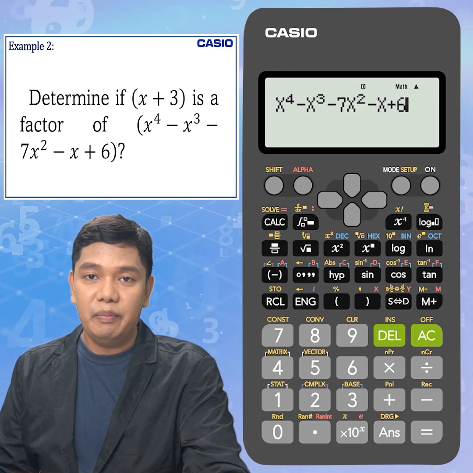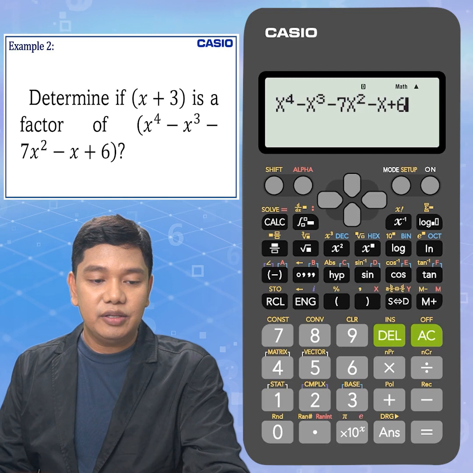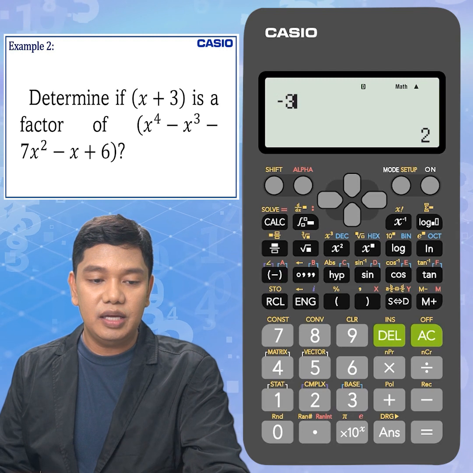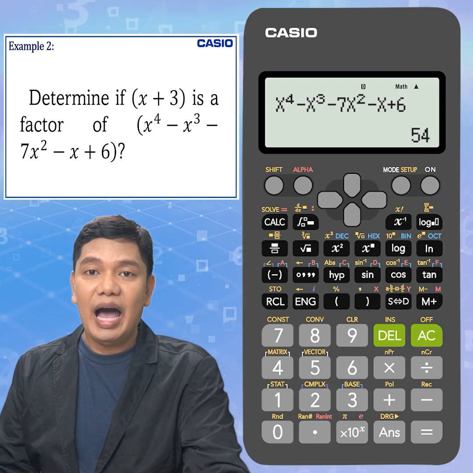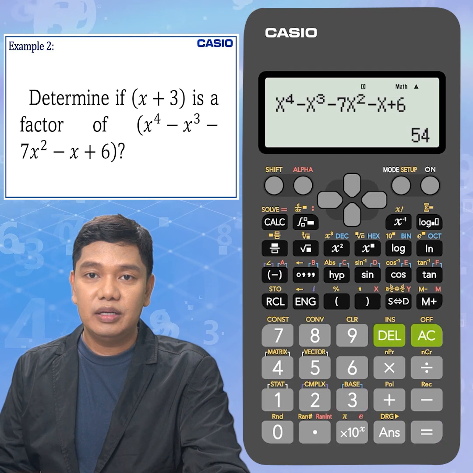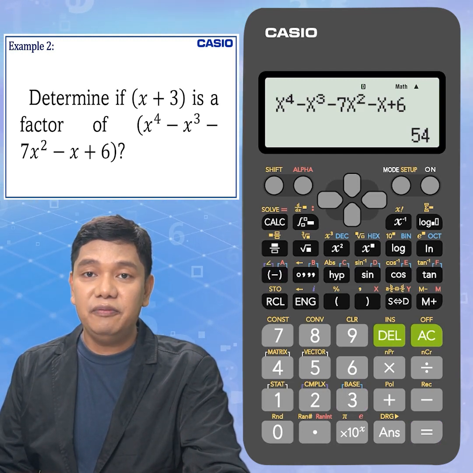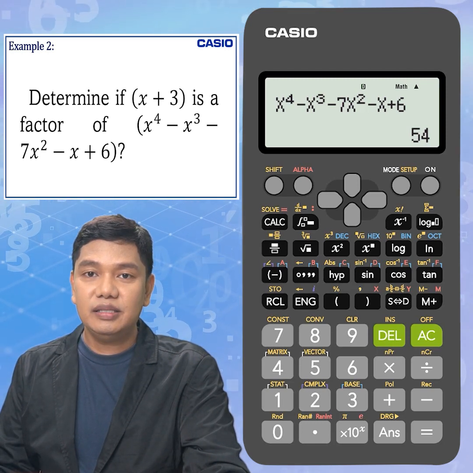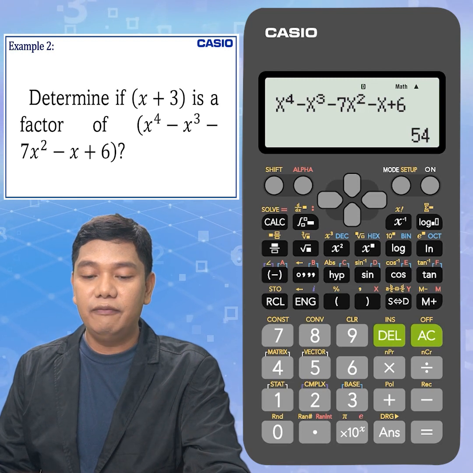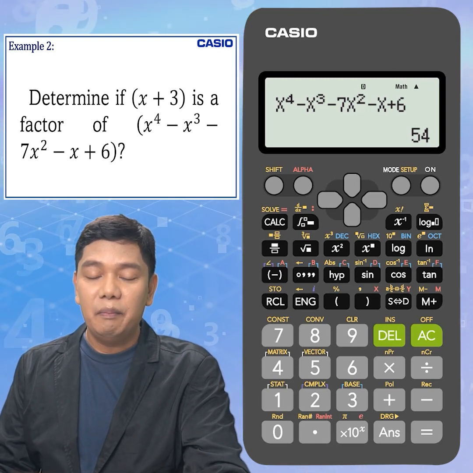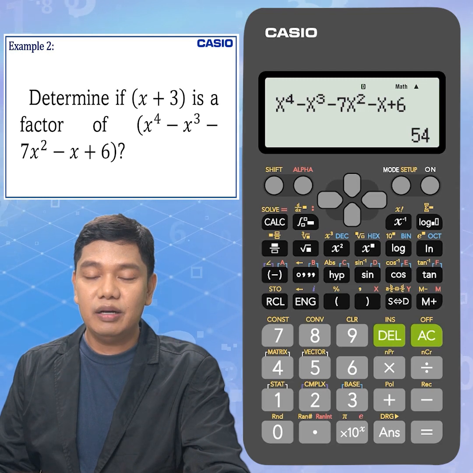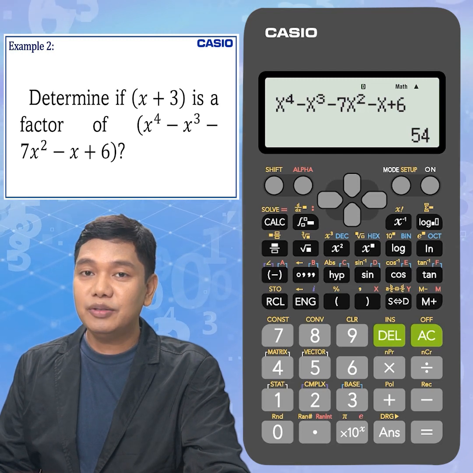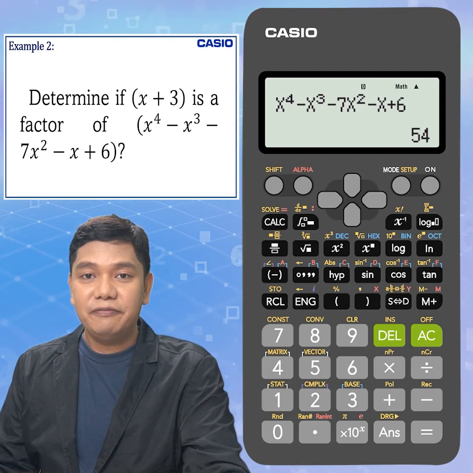To get the remainder, press calculate and then enter the value of x, which is negative 3. Pressing equals, we have a remainder of 54. Since the remainder is 54 and not equal to 0, therefore, the binomial x plus 3 is not a factor of the polynomial x to the fourth minus x cubed minus 7x squared minus x plus 6. Do you now know how to use the remainder theorem and factor theorem?